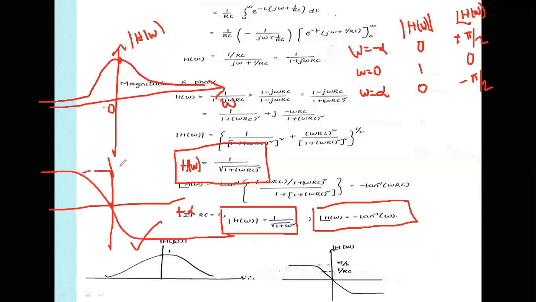Its magnitude is here. The phase angle goes from plus pi by 2 to minus pi by 2. Got it, my students? The characteristics are like this: the plot of magnitude and the phase. Okay, and let us go for another example.